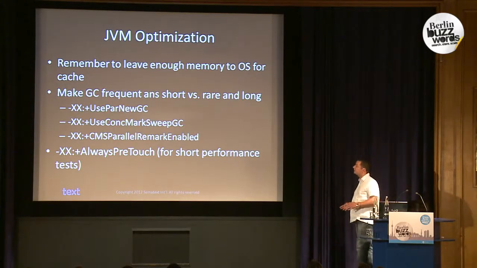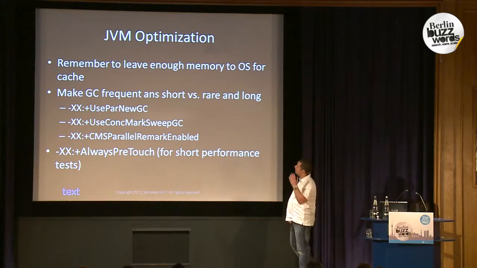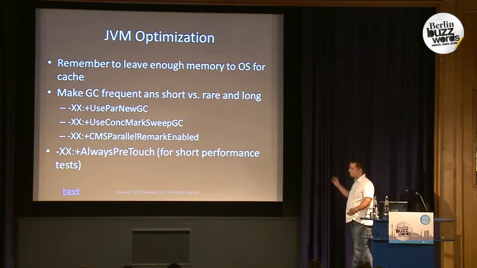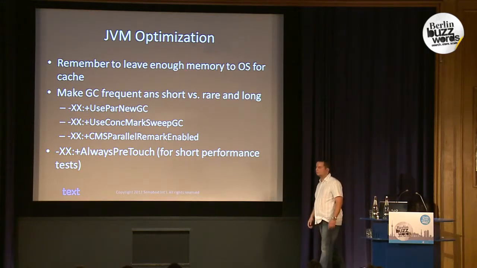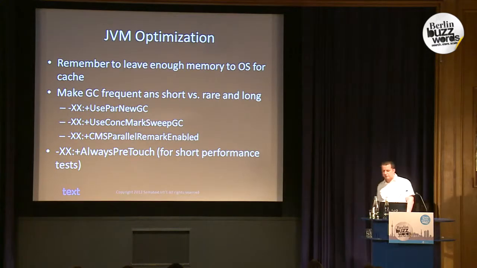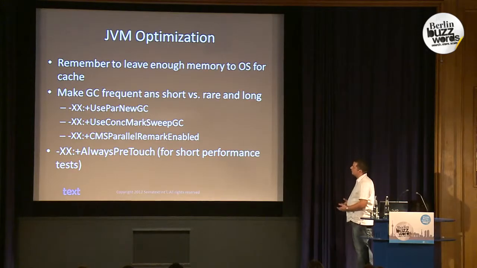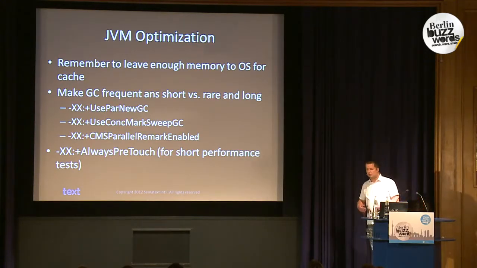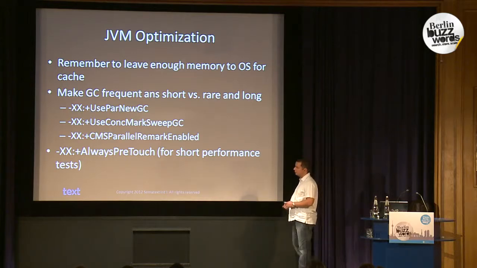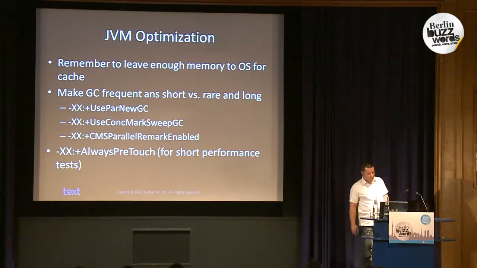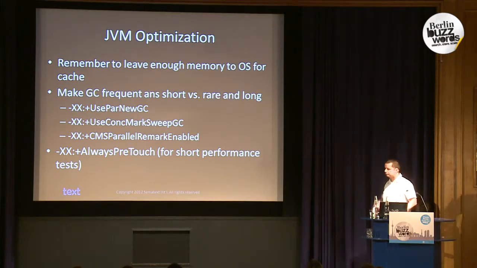The other thing is JVM optimization. Just a few points. Remember to leave enough memory to the OS cache for I/O. We tend to not give the JVM more than 60% of the total memory available to the system. Make garbage collections frequent but shorter rather than rare and long ones, because you will suffer from stop-the-world events. And if you do short performance testing, always use pretouch to map the JVM memory to physical memory. It's pretty good to simulate the production environment running for multiple days, while short performance tests are usually not run for days.